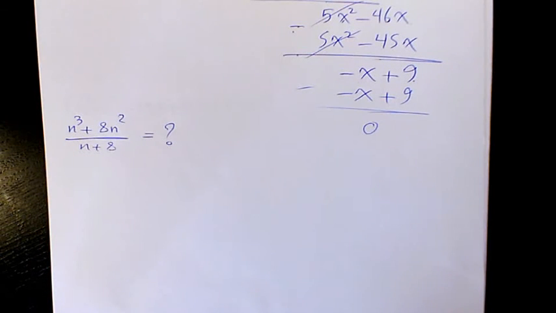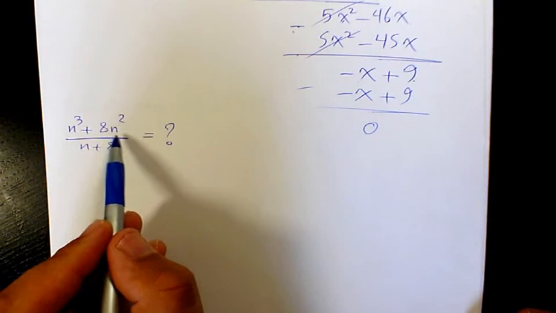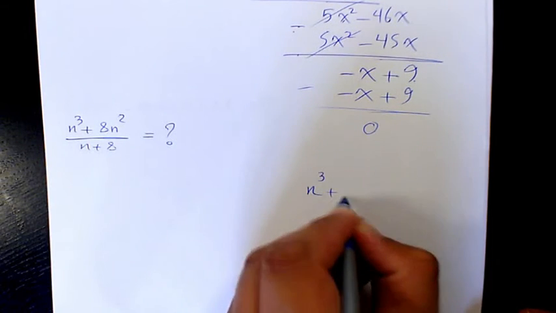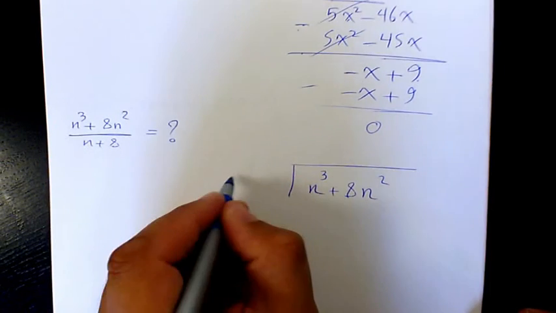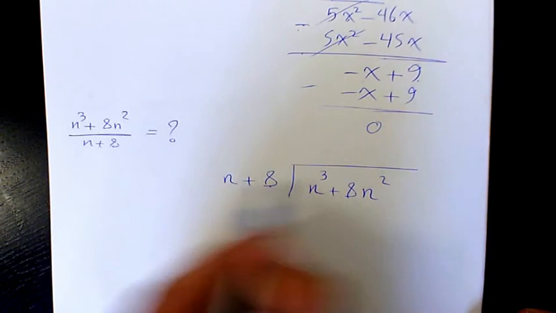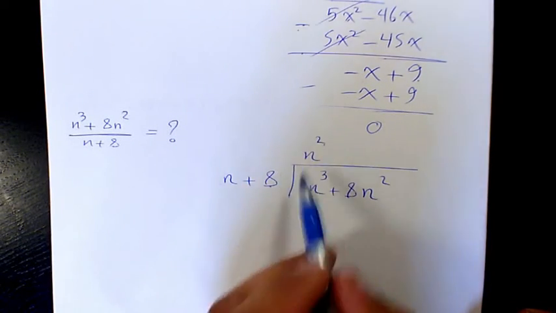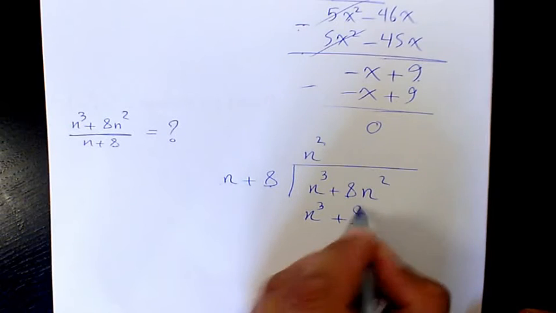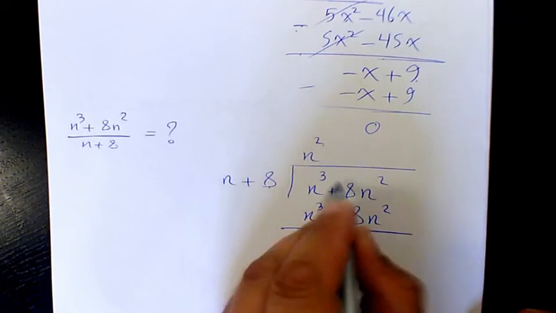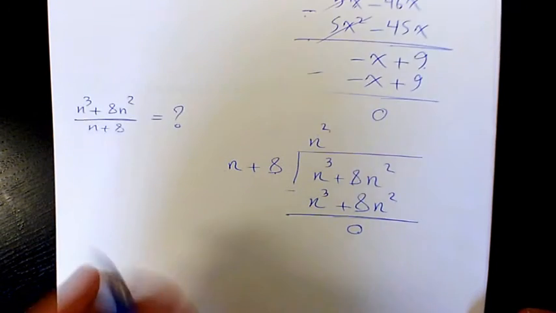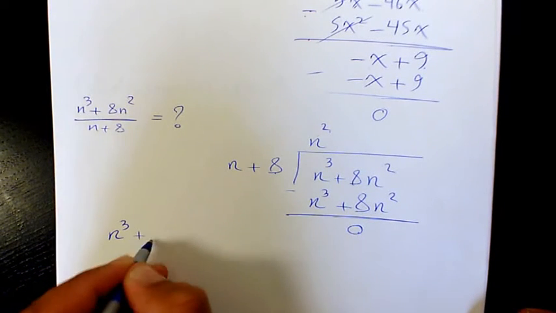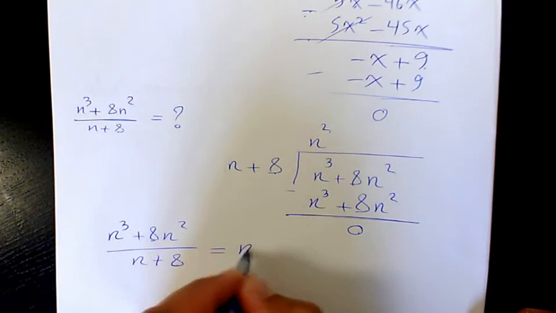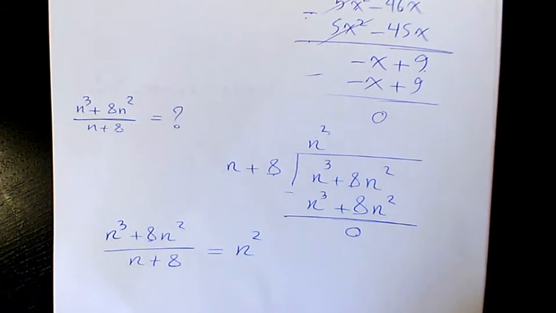Next example. n cubed plus 8n squared divided by n plus 8. So we have n cubed plus 8n squared. We have n plus 8. n cubed divided by n is going to be n squared. n squared times n is going to be n cubed. n squared times 8 is going to be 8n squared. When you subtract it, it's going to be 0. So you're going to say n cubed plus 8n squared divided by n plus 8 is going to be n squared, and there is no remainder.